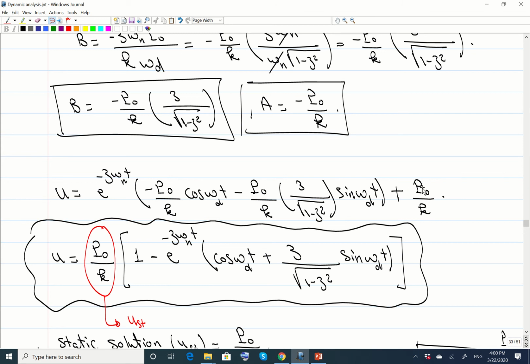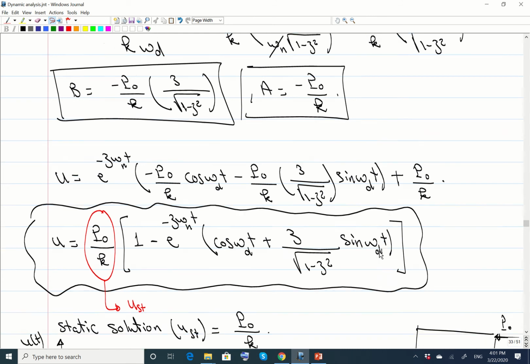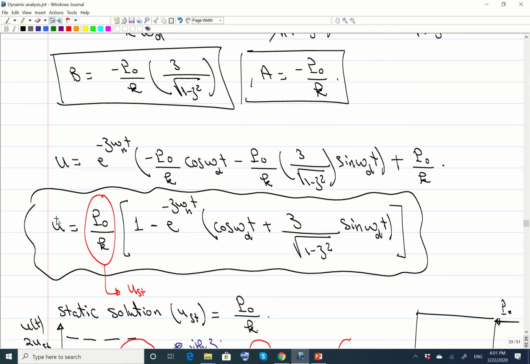As you see here, we have P naught divided by k in each term, so I can take this as a common factor: P naught divided by k multiplied by 1 minus e power negative zeta omega nt cosine omega dt, and then over here we took this as a common factor for those two terms, so we have cosine omega dt, and then here we have the negative, so this becomes positive zeta divided by square root 1 minus zeta squared sine omega dt. So this is the solution over here.